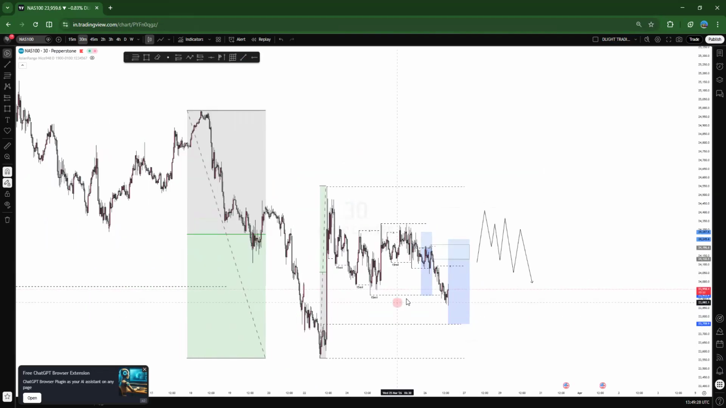Mind you, this is in the discount zone. Anything can happen here, but we are currently working with the current structure. So price might say, okay, since I'm done with this, I want to take out this particular external low. So we are just working with what price is giving us.